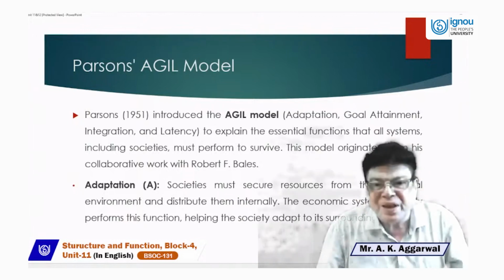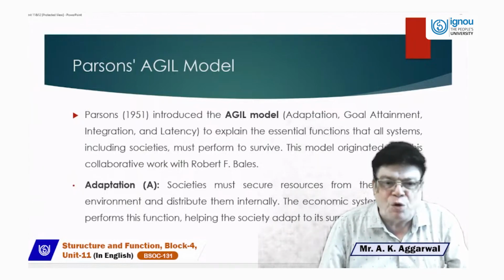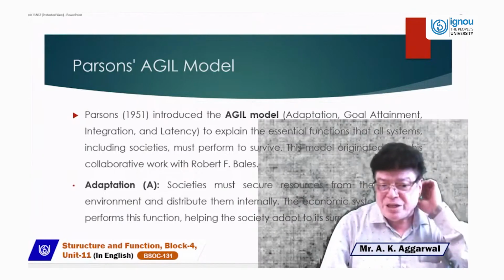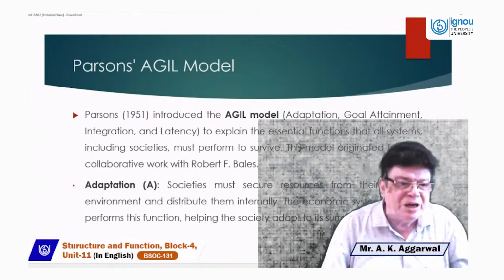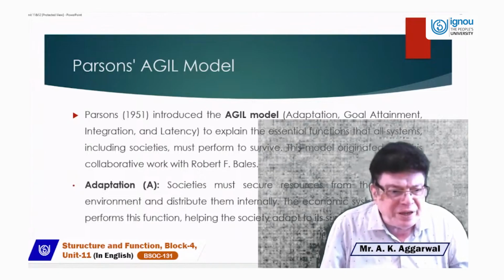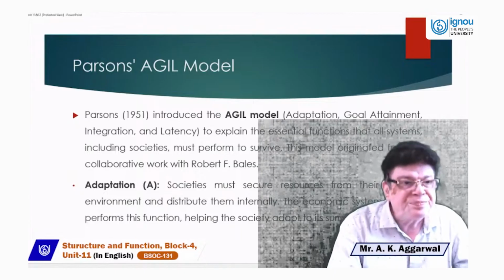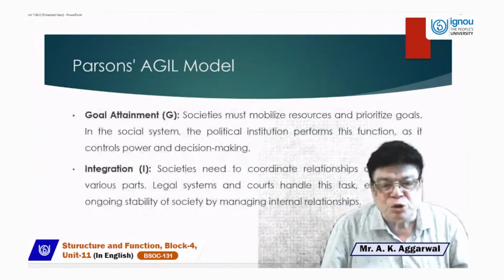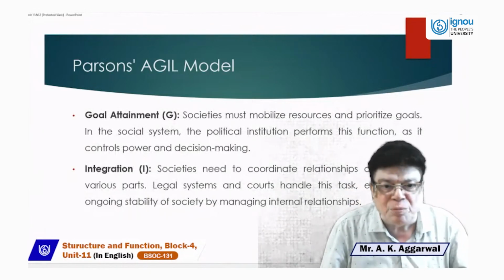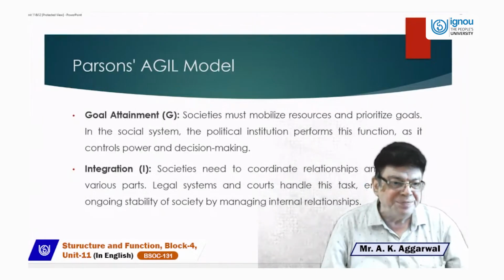This model originated from his collaborative work with Robert. Adaptation, A: societies must secure resources from their external environment and distribute them internally. The economic system typically performs this function, helping the society adapt to its surroundings. Goal attainment, G: societies must mobilize resources and prioritize goals. In the social system, the political institution performs this function as it controls power and decision making.